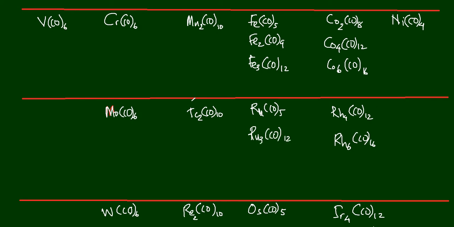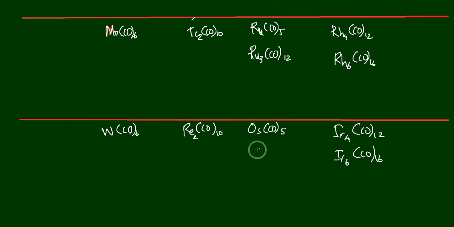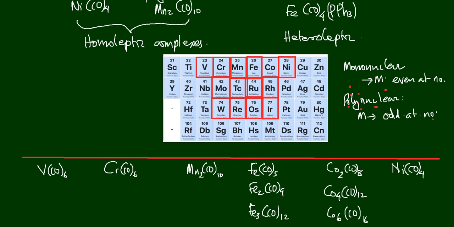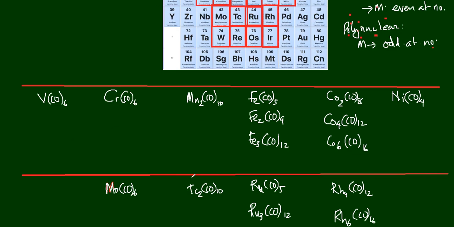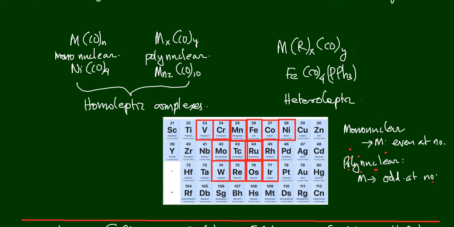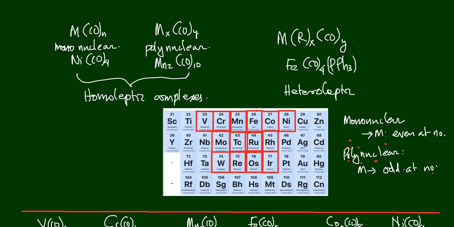And then we are coming to the next one, that is osmium. Here, it is also giving a polynuclear complex, that is Os3(CO)12. This is also a polynuclear complex. So these are the different metal carbonyls you can see for the first, second, and third row transition elements. We talked only about the homoleptic metal carbonyl complexes, both mononuclear and polynuclear.